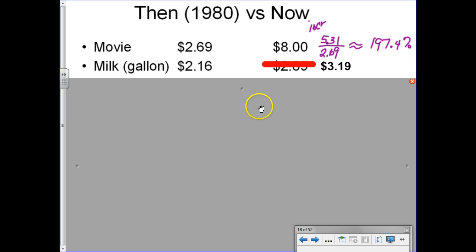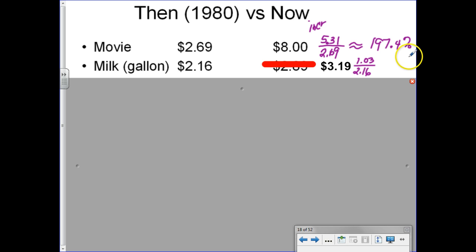Let's talk about a good old standby that most people have to purchase. $2.16 a gallon back then for a gallon of milk. Today it's about $3.19 the last time I checked. So the difference here, or the amount that it's changed, has been $1.03. My original or starting number is $2.16.